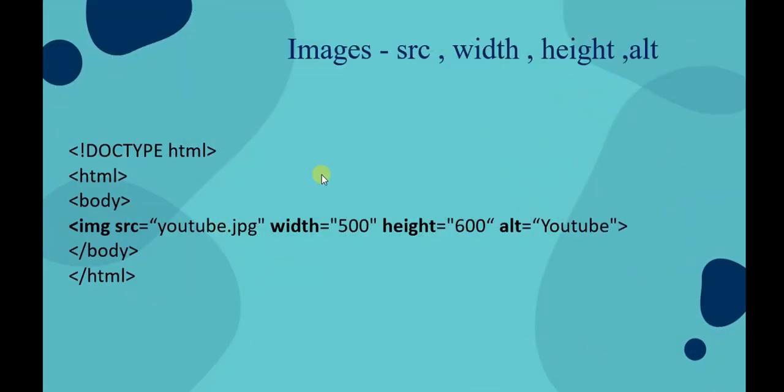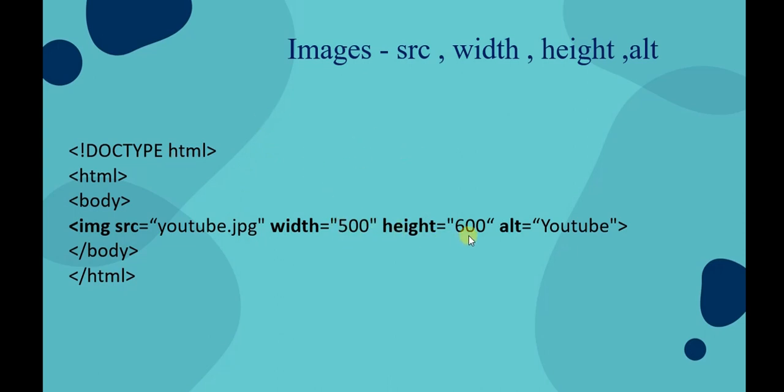Second one, images. If we want to insert some images in an HTML document, we need an opening tag for images and a closing tag for images. Here src means which image we want to display, youtube.jpg. Then the width of this image, 500. Normally the youtube.jpg image will have some width when it is downloaded from the internet, but if we want to display it in our web page, we can specify manually how much width it should have.